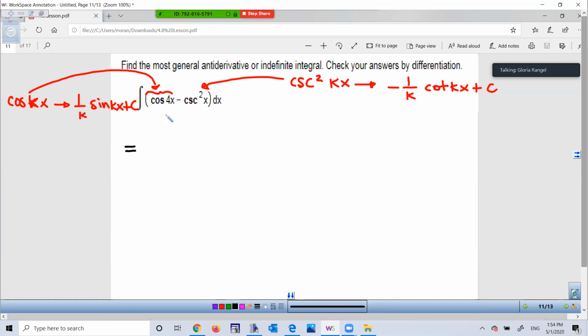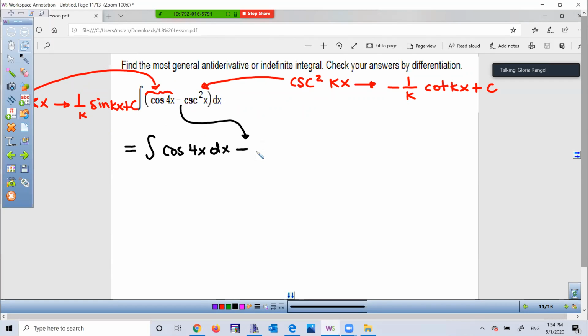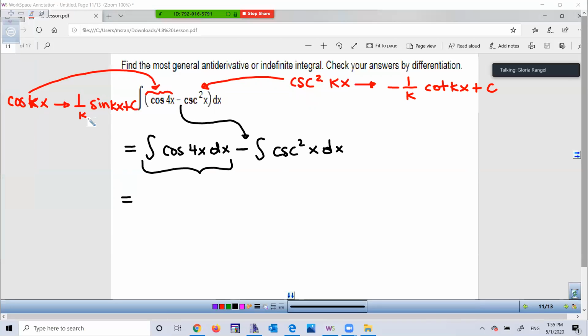So the integration of this piece by piece, remember, first you're going to separate this as the integral of this with respect to x, so you put your dx, minus, because that's the minus you have here, minus the integration, you write the symbol again, of cosecant square of x dx. And then you start doing it piece by piece. So for this one, what's the formula that I'm going to be using? This one right here. It says 1 over k. What's my k? The 4 times sine of 4x, kx, right?